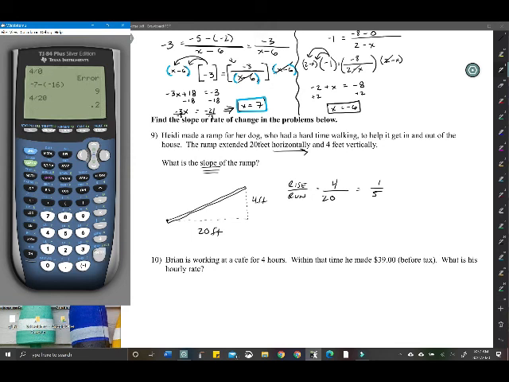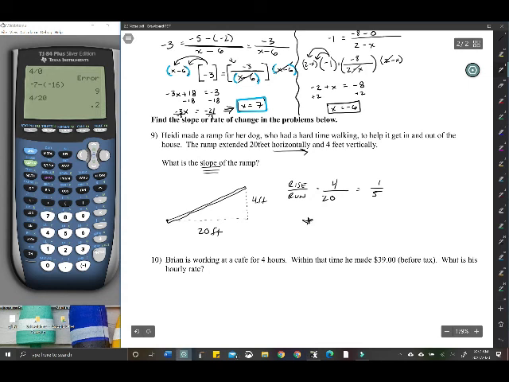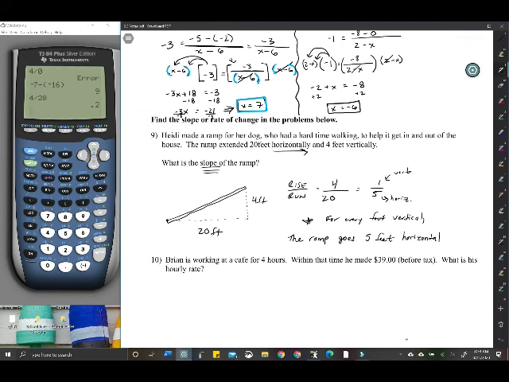But that's it there. So you can also represent it as: for every foot vertical, the ramp goes 5 feet horizontal. Okay, so that right there just means 1 foot vertical, 5 feet horizontal. Okay, rise over run. Again, so rate of change.